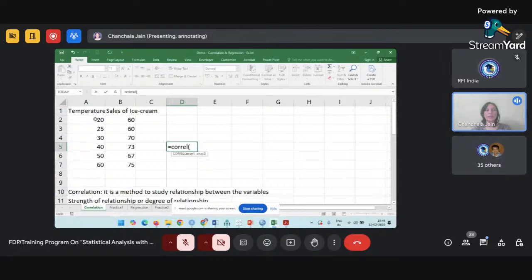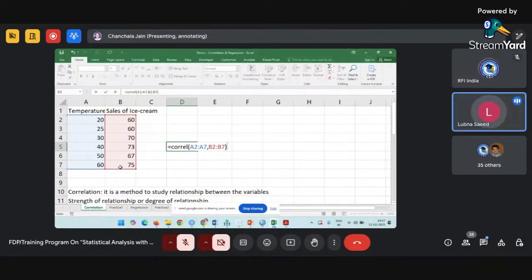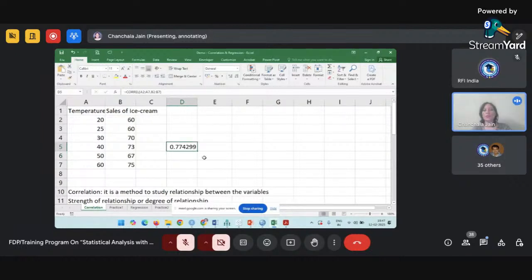And then you need to give the range of your first set of data and then the range of your second variable. That is A2 to A7, comma B2 to B7. Done? Yes, ma'am. So you can find the correlation is coming as 0.774299, which is, can anyone comment which kind of relationship these two variables have?